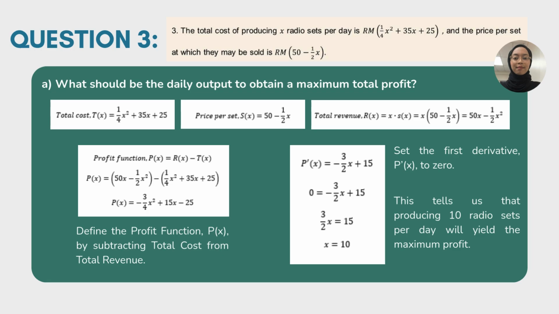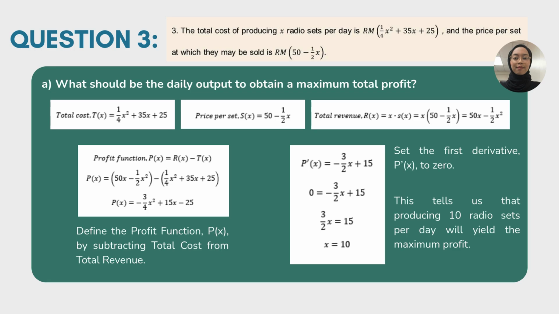Before we find the profit, we need to identify our known variables. The first one is total cost, T(x) equals 1 over 4 x squared plus 35x plus 25. The next one is price per set, S(x) equals 50 minus 1 over 2 x, and total revenue, R(x), which is simply the price multiplied by the quantity x, which leads to 50x minus 1 over 2 x squared.